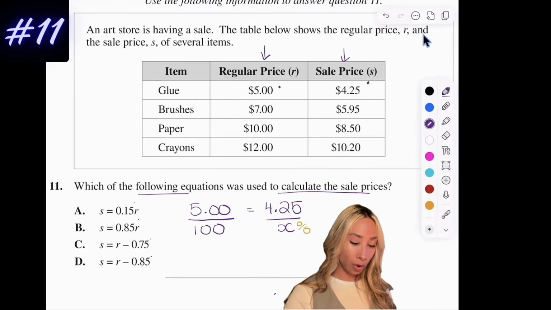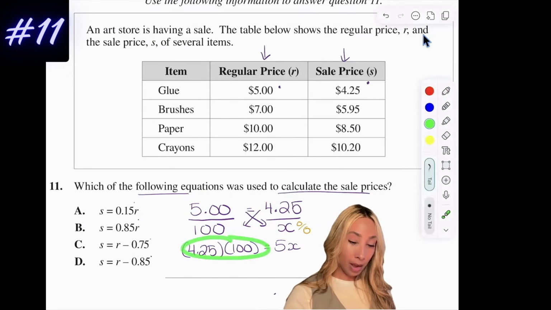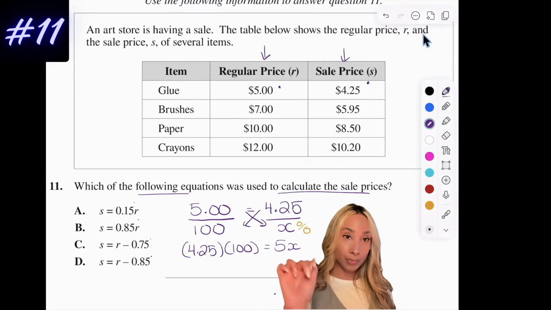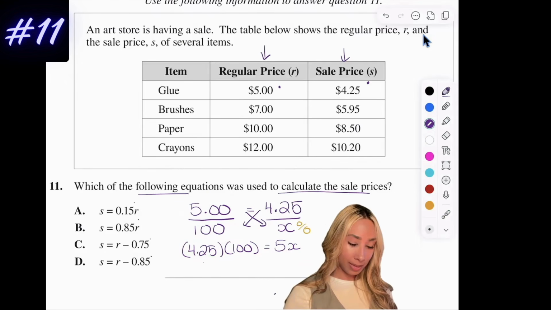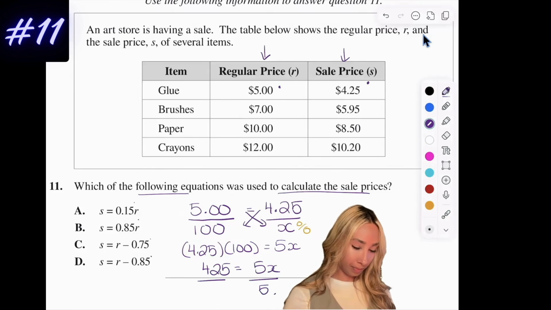Now we can do something called cross multiply and divide. That's going to get me the following. So it's going to be 4.25 times 100 is equal to 5x. Once I multiply these two numbers together, I'm just moving the decimal two place values to the right. That's going to get me 425 is equal to 5x. I want to get x alone, so I'm going to divide both sides by 5. That leaves me with x is equal to 85.